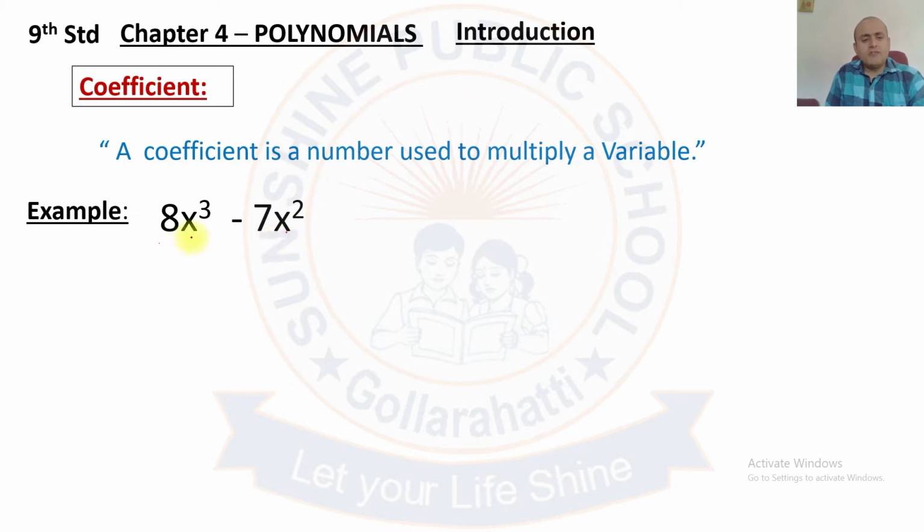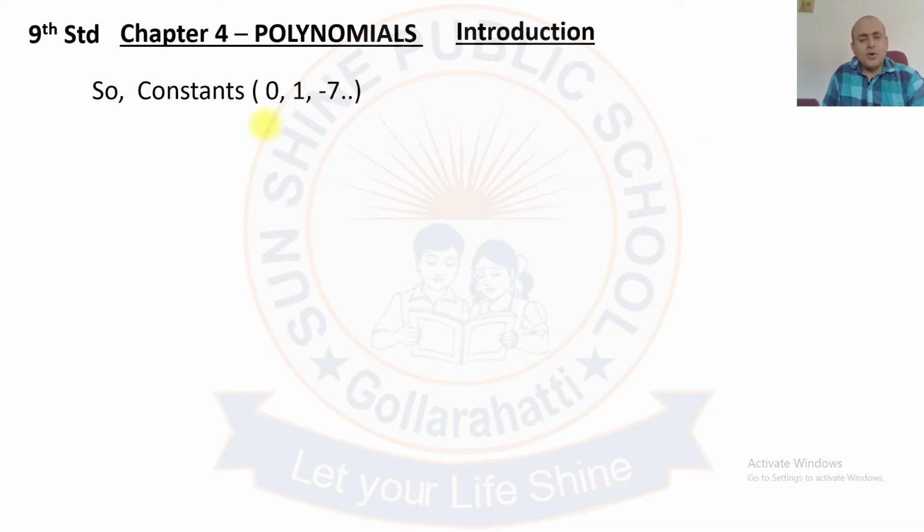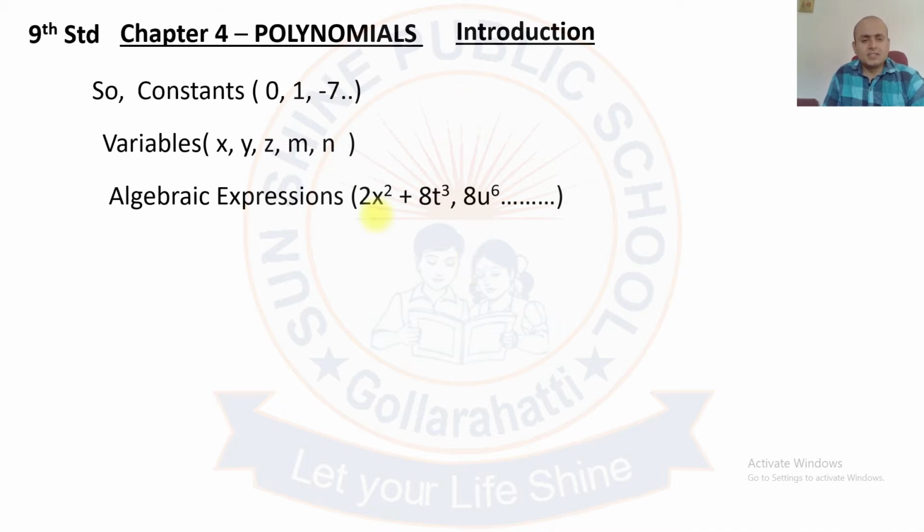Let us see the coefficient of x cube. Plus 8 is the coefficient of x cube in this term, and minus 7 is the coefficient of x square in this term. Constants, that is 0, 1, minus 7, etc., are called constants. Variables, that is x, y, z, m, n, a, b, are called variables. A combination of constants and variables is called an algebraic expression.